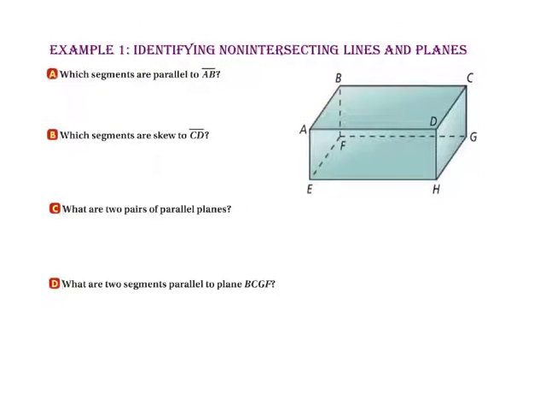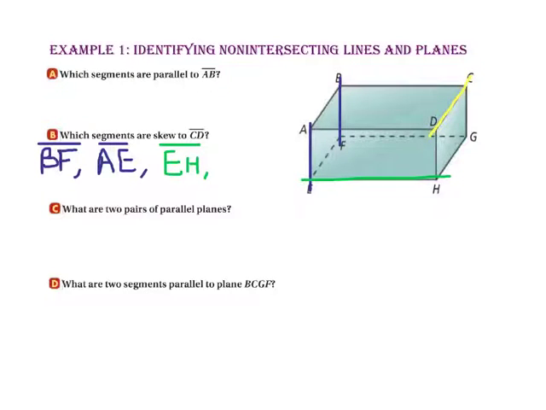For part B, we want to know which segments are skew to segment CD. Well, here's segment CD. Remember, skew lines are neither parallel nor intersect. Segment BF is skew to segment CD. Segment AE is skew to segment CD. Segment EH is skew to segment CD. And segment FG is skew to segment CD. None of these segments are parallel to segment CD or intersect with segment CD.